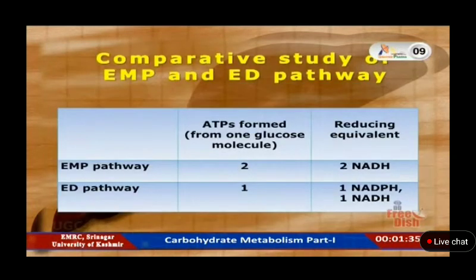So if we compare EMP and ED pathway, then EMP after conversion of glucose to 2 molecules of pyruvate produces 2 molecules of ATP and 2 NADH, but ED pathway produces only 1 molecule of ATP, 1 NADPH and 1 NADH.